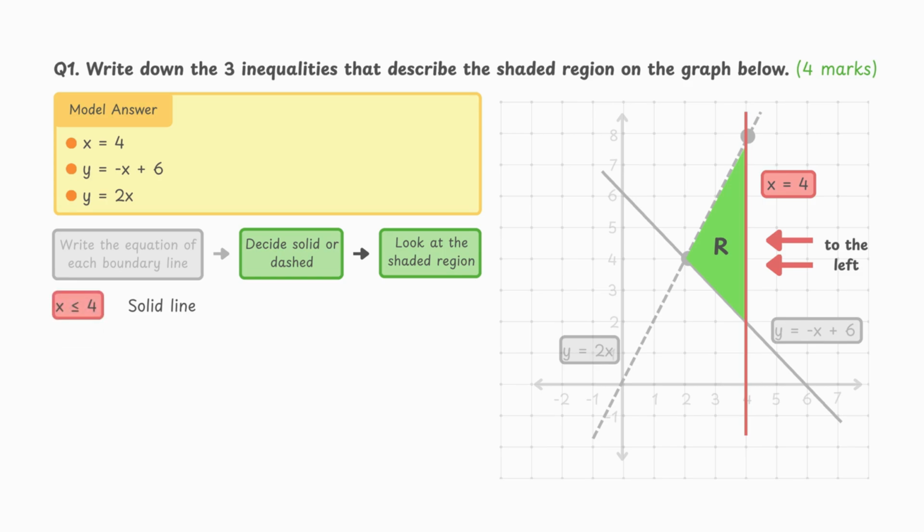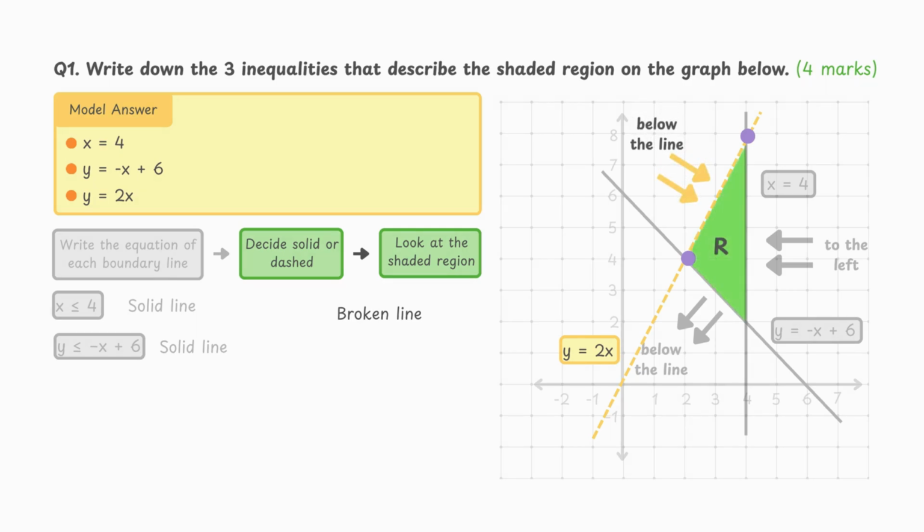Now look at the blue diagonal line. This line is also solid, so it includes an equal sign. The shaded region is below this line, so the inequality is y is less than or equal to negative x plus 6. Finally, look at the dashed line. Because the line is dashed, it does not include an equal sign. Now focus on the shaded region. It is below this line, so the inequality is y is less than 2x.